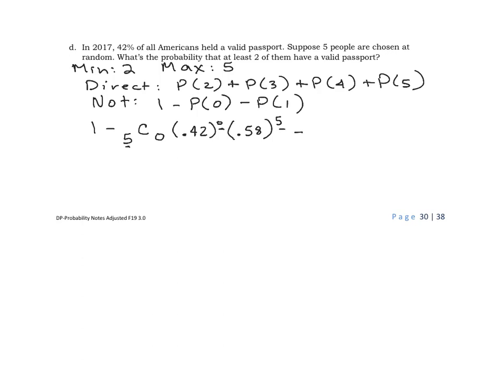Okay, then minus 5C1, because we're looking for the probability that 1 person had a valid passport. Then times the probability of success to the number of successes, times the probability of failure. This time we would have to have a 4. 1 plus the 4 gives us a 5. Put that in our calculator and we get 0.697.